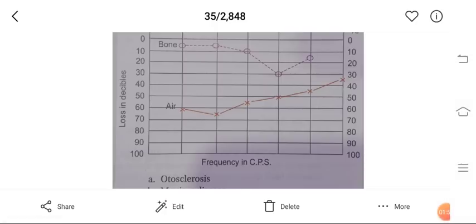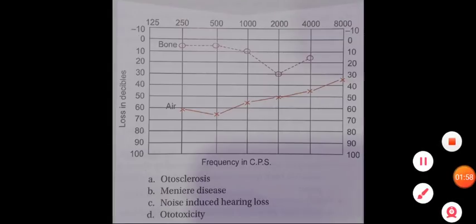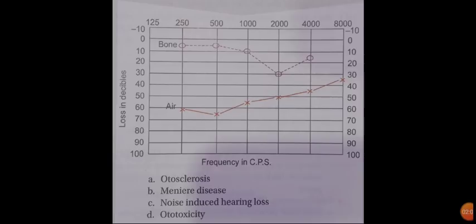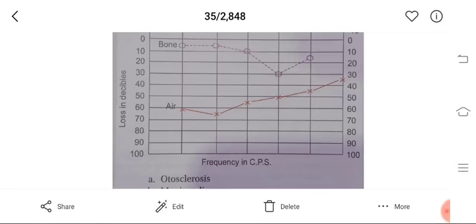I have already made a video on audiograms; if you want, you can view it in the course. The first thing you have to see in an audiogram is whether it is a conductive hearing loss or a sensorineural hearing loss. Then you can fetch a diagnosis. Your options are otosclerosis, Meniere's disease, noise induced hearing loss, and ototoxicity. First you decide whether it is a conductive hearing loss. Yes, it is, as here you can see an air-bone gap.